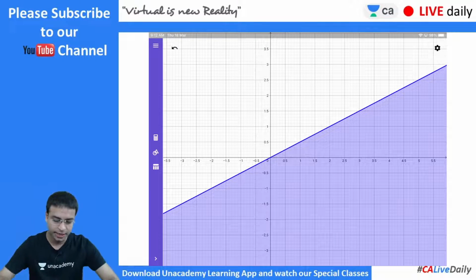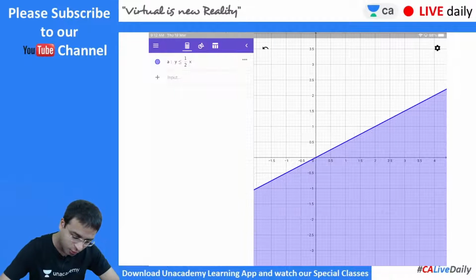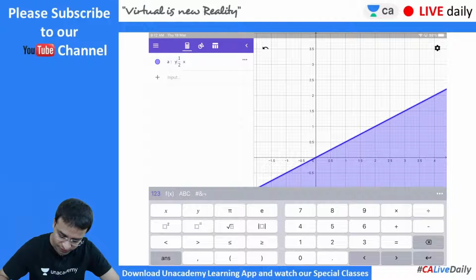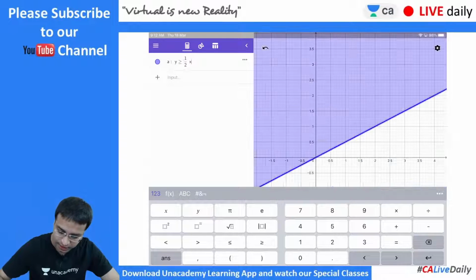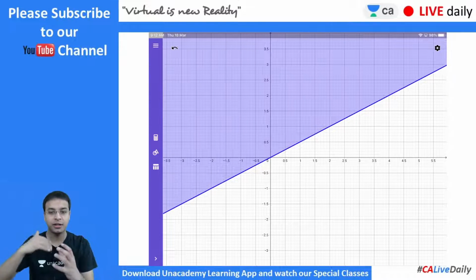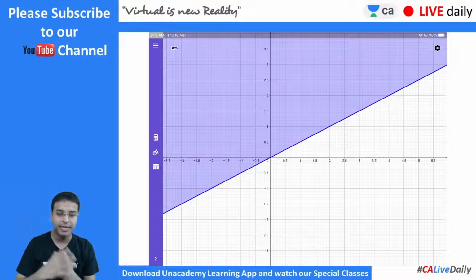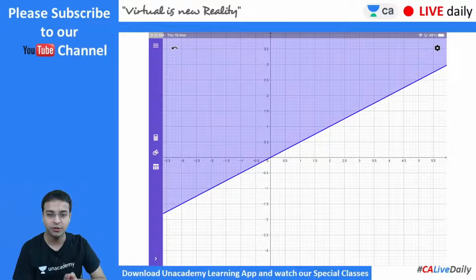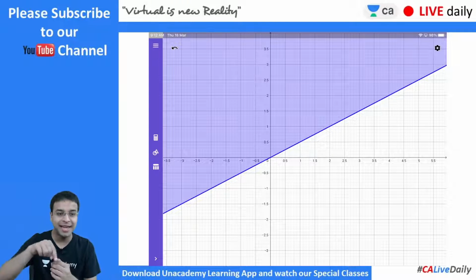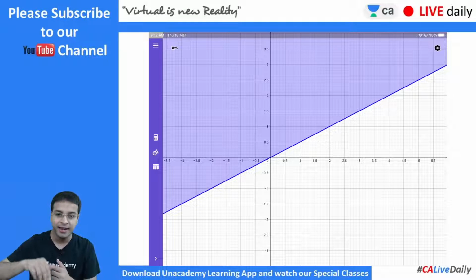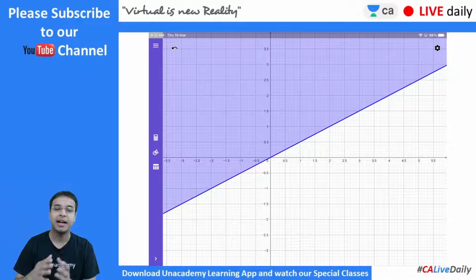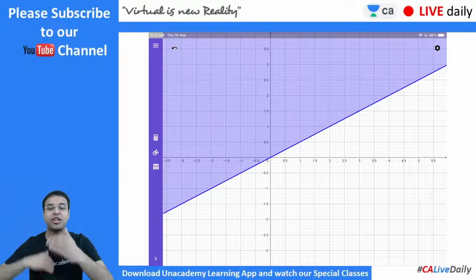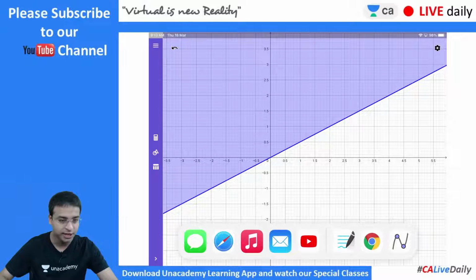Shading is downwards. Right? And if this was y is greater than or equal to, then the shading would have been upwards. So if you have a line which is passing through the origin, and the less than or equal to sign or less than sign is there, then the shading will be towards bottom. And if the sign is greater than, then the shading will be towards up. Then the shading will be upwards.